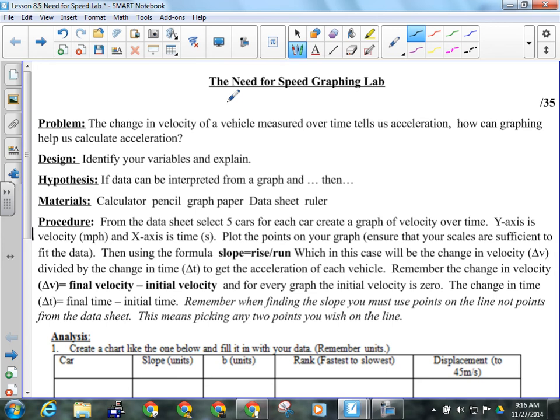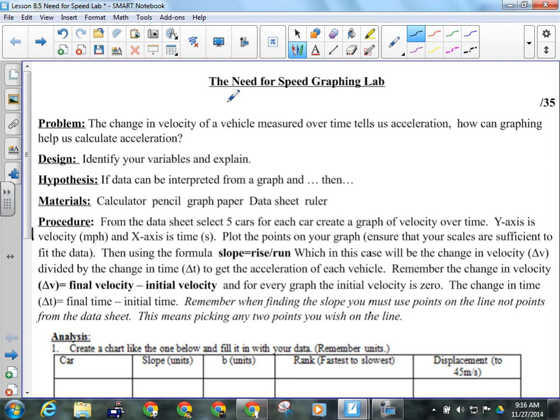If data can be interpreted from a graph, you maybe don't even want to start it that way. But maybe if you want to say something about what acceleration is, you could use that as the if part. Say, if acceleration is this, and data from cars accelerating is graphed, then acceleration can be found in whatever way. Something along those lines will be fine. Questions on what you're doing there?